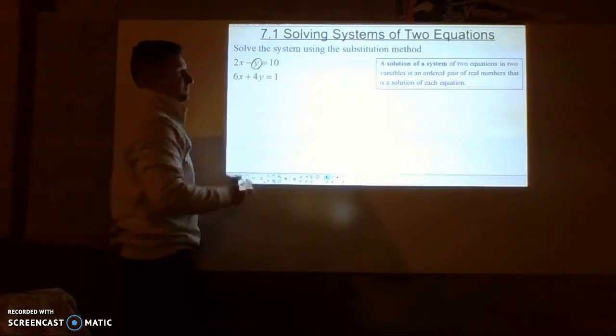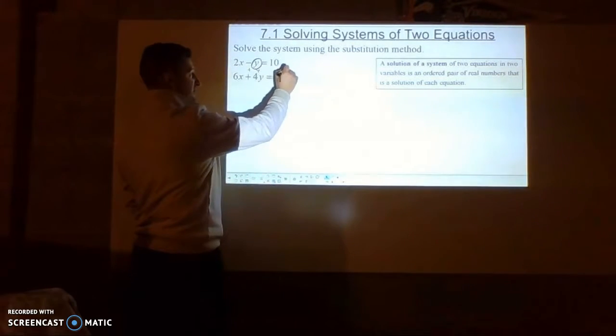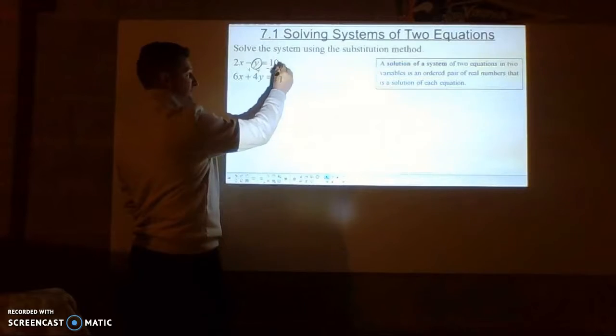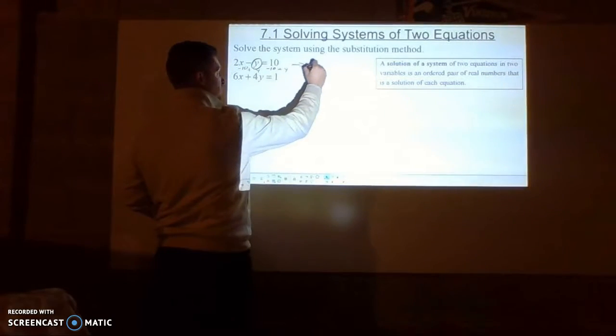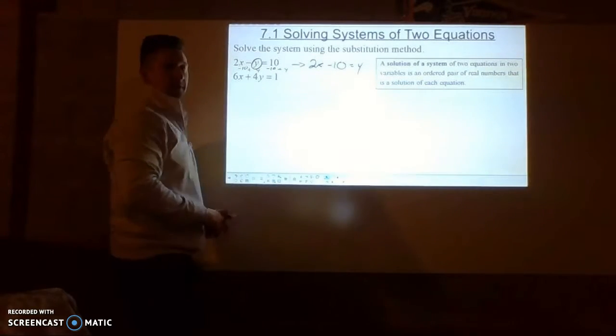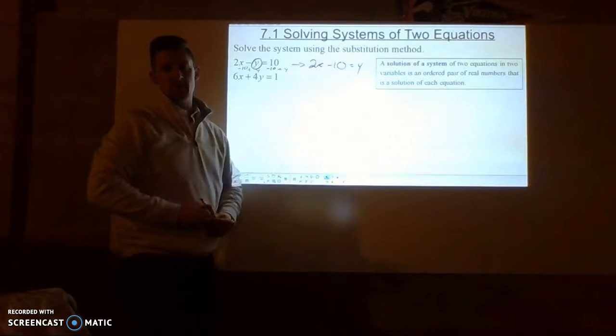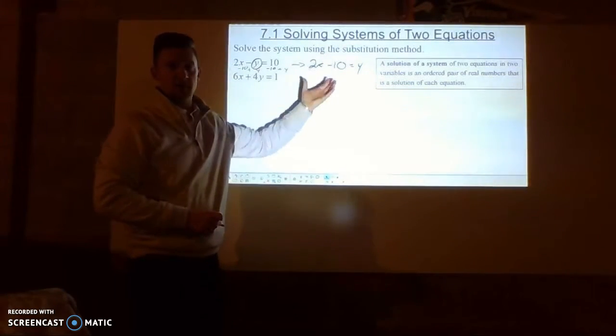In this case, for me, I think it'd be easiest to add y to both sides and at the same time subtract the 10 from both sides, which would give me an expression equal to 2x minus 10 is equal to y. Okay? So I've isolated one of the variables and made a single equation with that variable by itself. So y equals 2x minus 10.